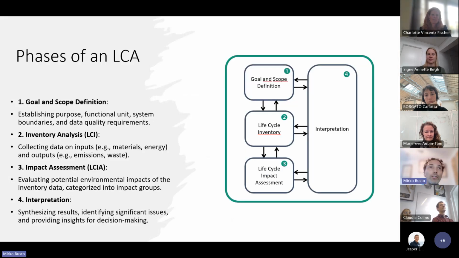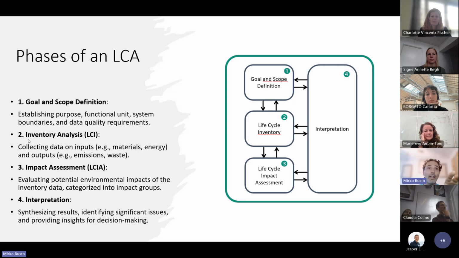Very, very quickly on the phases of life cycle assessment. So we have 4 main phases: goal and scope definition to establish the purpose, the functional unit, the system boundaries, data, and quality requirements. So I think you are going to detail all of these concepts later, but I just wanted to describe briefly the functional unit, which is a quantified description of a function of a product that serves as a reference for the calculation of impact. So that's the reference point that we need to establish before any kind of evaluation.